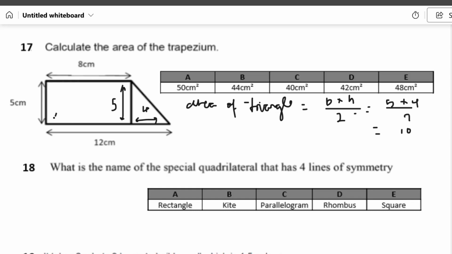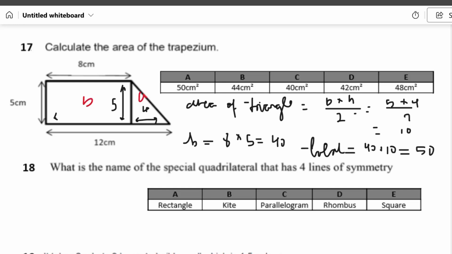Since we have that, we're going to figure out this thing. Let's call this A and B. Let's find the area of rectangle B. We get 8 times 5, which is equal to 40, which gives us the total area. We have to add A plus B, which is equal to 40 plus 10, which is going to give us 50, and that is solution A.